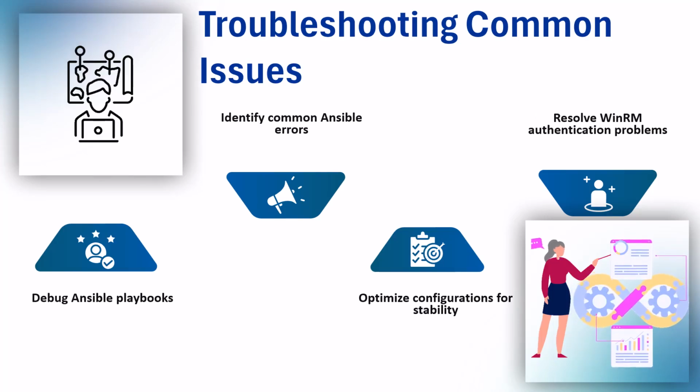Troubleshooting. Every automation journey has bumps. First, we identify common errors, because knowing what can go wrong is half the battle. Then, resolving WinRM authentication issues ensures our commands don't hit a wall. Debugging playbooks gives us clarity on why things break. Finally, optimizing configurations keeps everything running smoothly, because let's be honest, nothing is truly automated if it's broken.